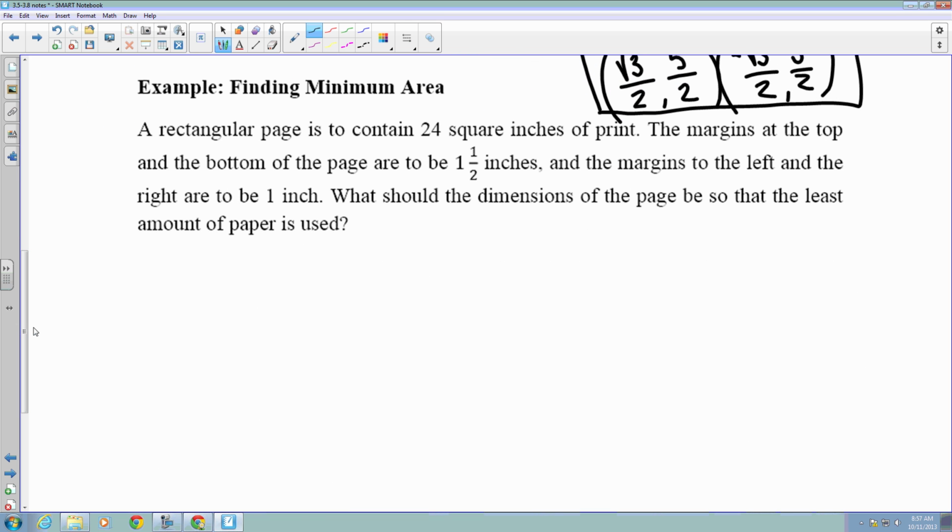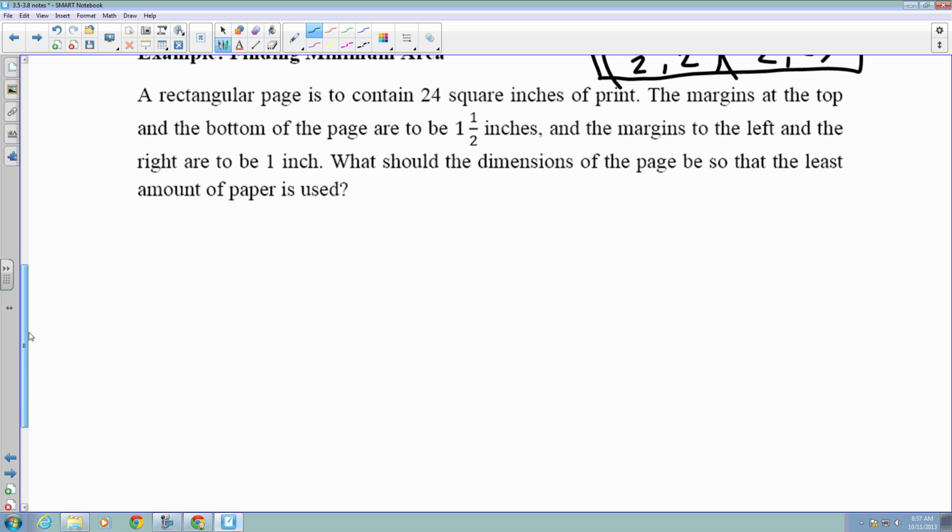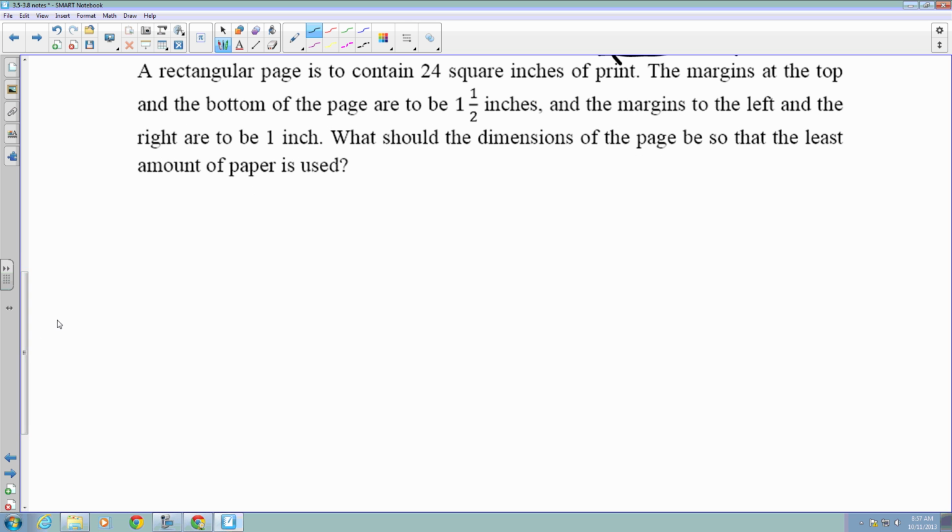Finding the minimum area: we have a rectangular page that has 24 square inches of print. The margins at the top and the bottom are 1.5 inches, and the margins on the left and the right are 1 inch. What should the dimensions of the page be so that the least amount of paper is used? So we need to draw a picture of this piece of paper to figure out what we know.